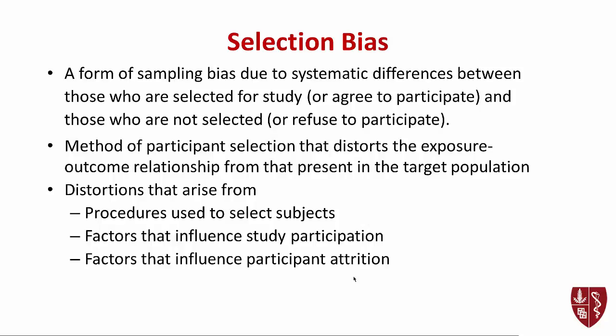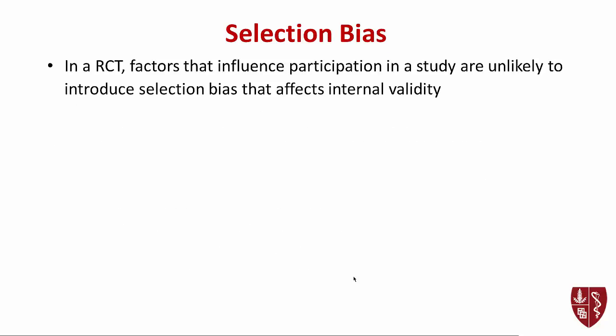Now, looking specifically to how selection bias plays a role in RCTs, we have to realize that in a randomized clinical trial, factors that influence participation in a study are unlikely to introduce selection bias that affects internal validity. Now, why is that? Well, it's because at the time the study starts, the outcomes haven't occurred yet. Plus, because it's a randomized trial, you're randomizing who gets which exposure. The subject is not selecting their own exposure. So the threat of selection bias from factors that influence participation is unlikely to affect internal validity. One could argue they may potentially affect external validity.